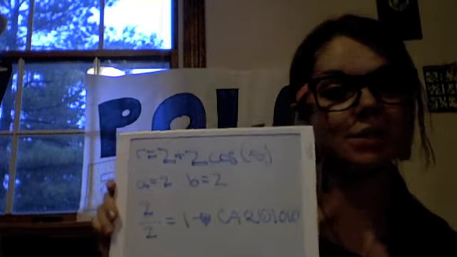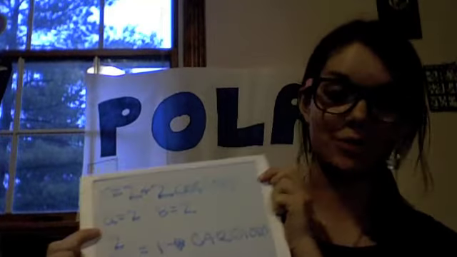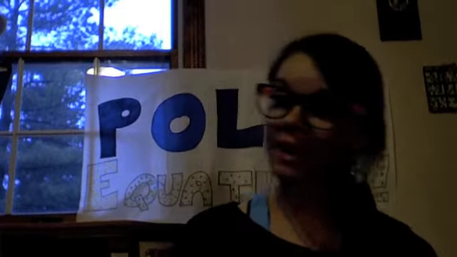So, okay, the next one we're plotting is r equals 2 plus 2 cosine theta. So we know that a is 2 and b is 2. So 2 over 2 is 1. And so this is going to be a cardioid. So once again, we're going to make our table using our thetas to find our r's, and then we're going to plot our r's on the polar coordinate plane.